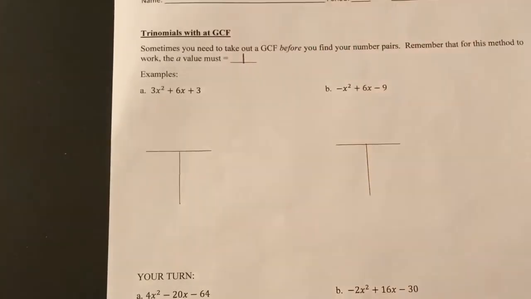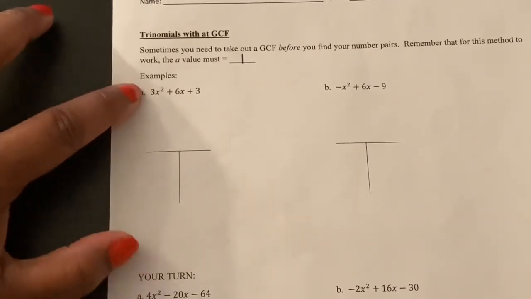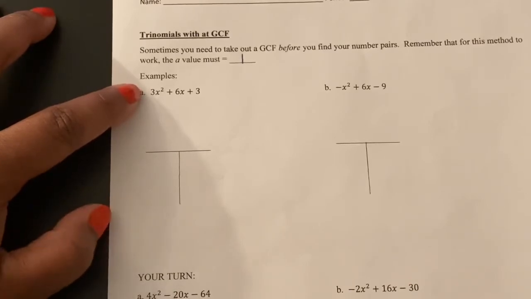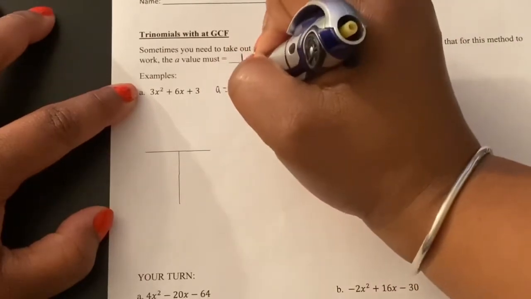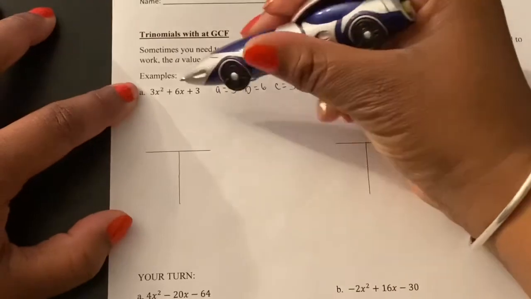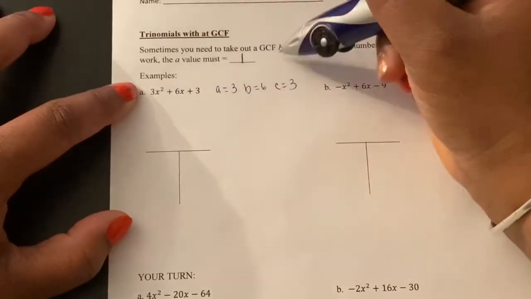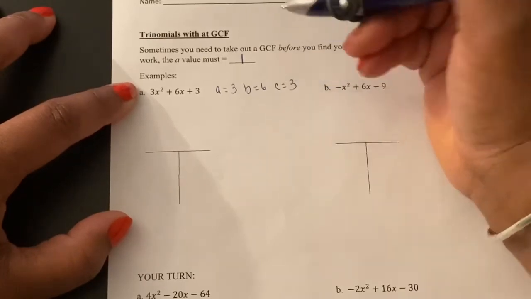So first you factor out your GCF, and then in order to factor using the number pairs method, your a value has to equal 1. That is exactly why we factor out the GCF. So for example, we have here 3x squared plus 6x plus 3. Our a is 3, our b is 6, and our c is 3. We can clearly see that a is not 1, so we can't use our number pairs method yet. So we must use the GCF method first.